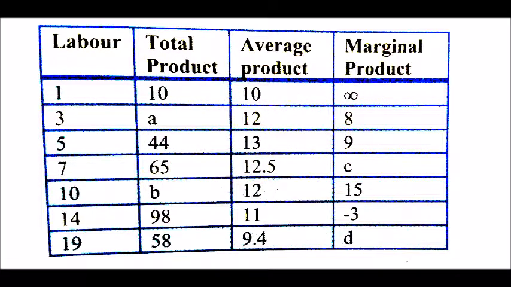Now let's look at the table. We have labor 1, 3, 5, 7, 10, 14, and 19. Then we have total production 10, A, 44, 65, B, 98, 58. Then we have average production 10, 12, 13, 12.5, 12, 11, 9.4. Then we have marginal product: infinity, 8, 9, C, 15, negative 3, and D.